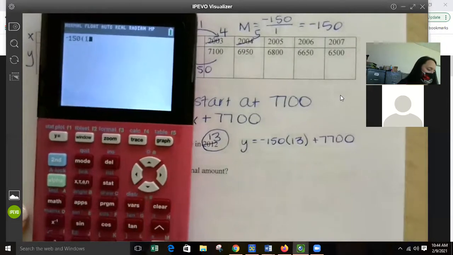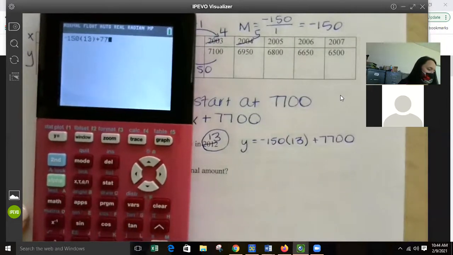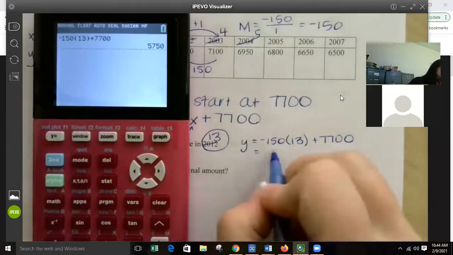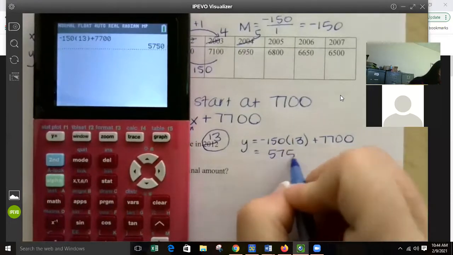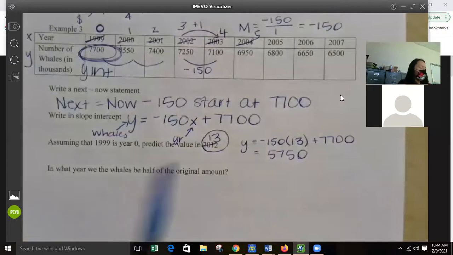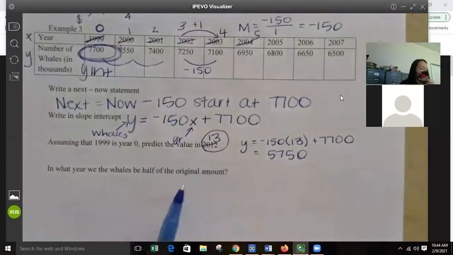Negative 150 times 13 plus 7,700 gives us a prediction of 5,750 whales. Okay, so that is the same thing that we've been doing. The only difference is we had to change that. Your final exam will do that to you. Okay, they'll make you change it.